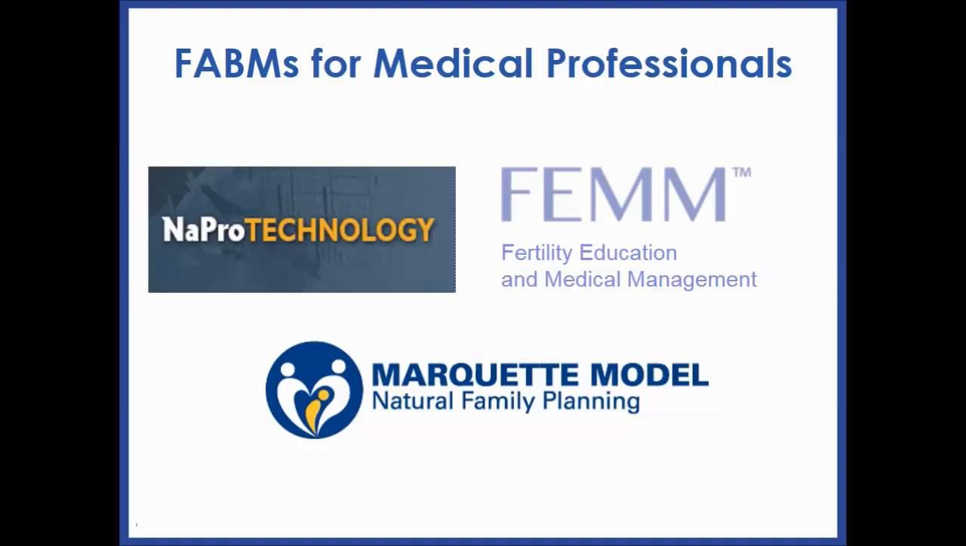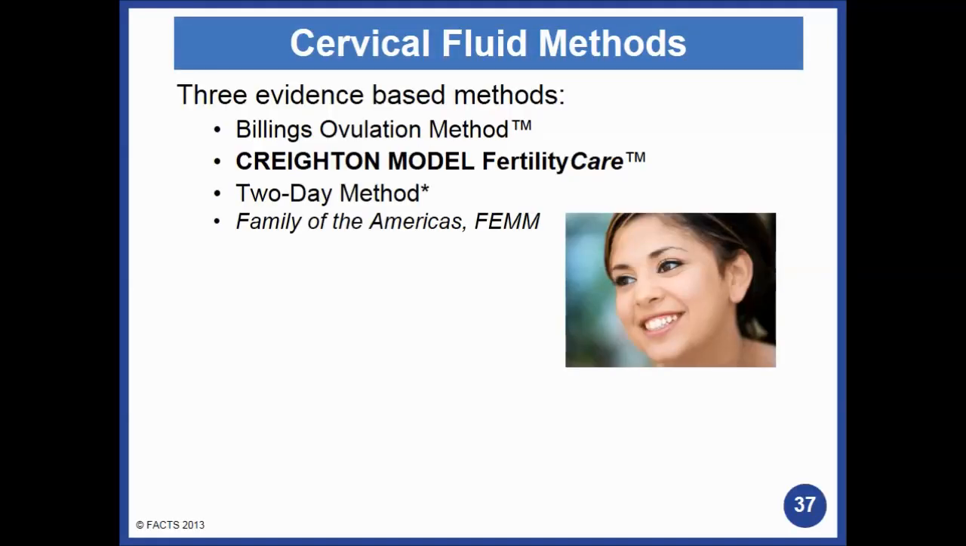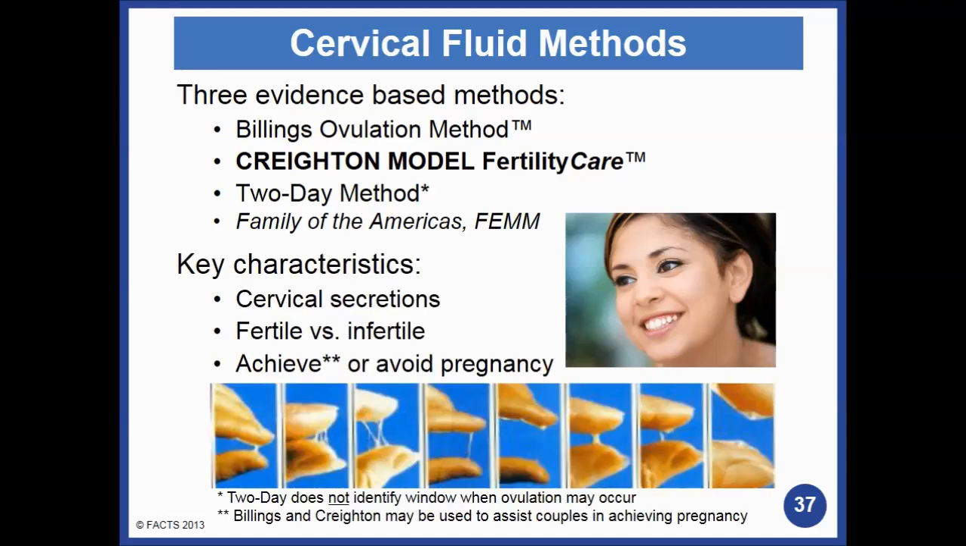So cervical fluid methods, 3 evidence-based methods: Billings ovulation, Creighton model, and the 2-day method. Family Americas and FEM rest on the data that has come from Billings ovulation method mostly. The key characteristics is the observation and the awareness of cervical sensations, the knowledge of fertile and infertile discharges, and these methods can be used to both achieve and avoid pregnancy.